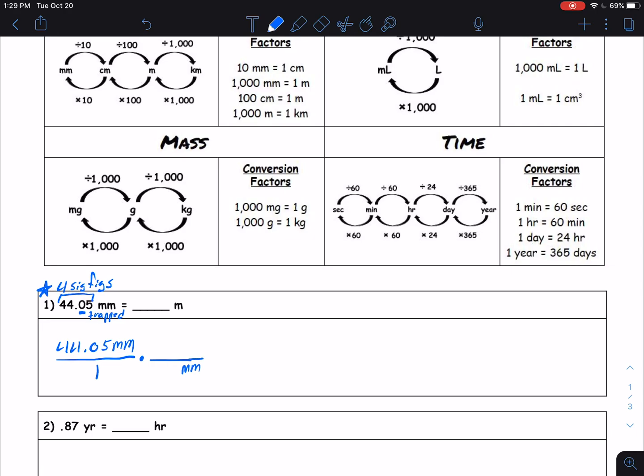You could turn millimeters into centimeters, where 10 millimeters equals 1 centimeter, and then 100 centimeters equals 1 meter. That equals 44.05 divided by 10 times 100, which equals 0.04405.